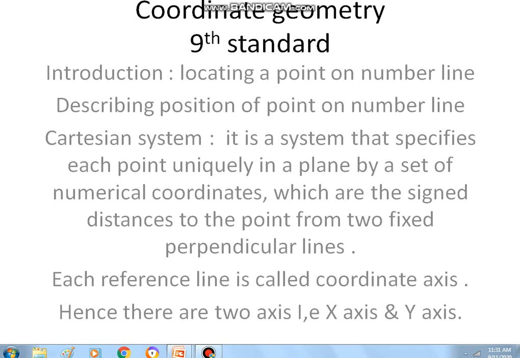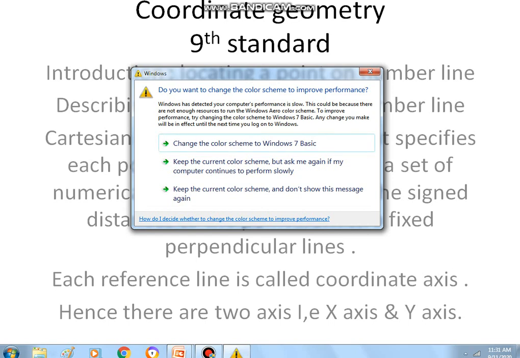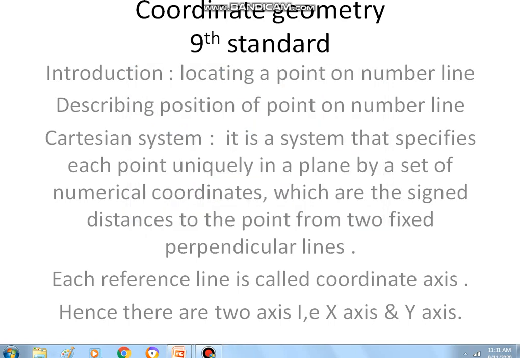Hence there are two axes. Those axes are called the x-axis and the y-axis.